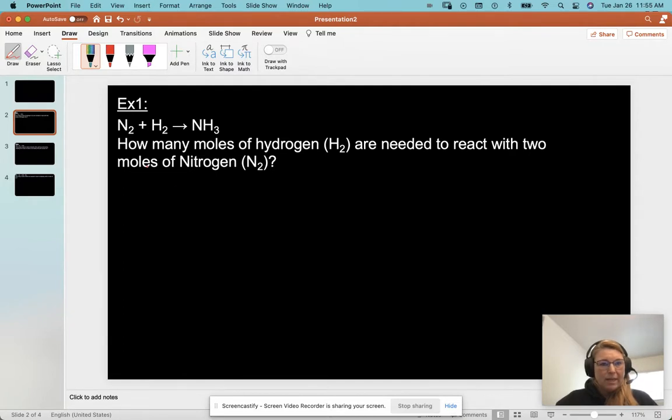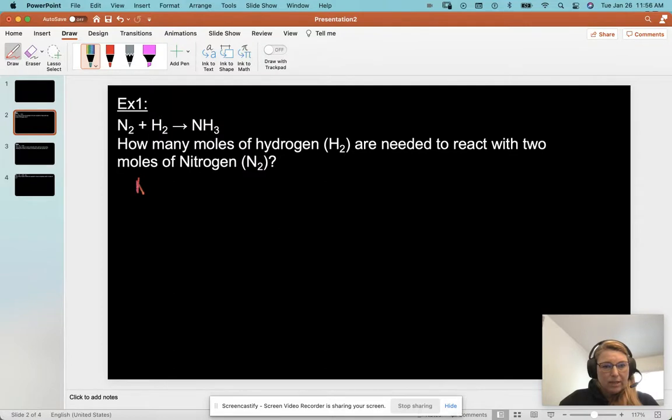So in any case, this is our first example, and we are going to first balance this equation of N2 plus H2 makes NH3. And then we're going to figure out how many moles of hydrogen are needed to react with 2 moles of nitrogen. So the first step in any mole ratio problem is that we need a balanced equation. The balanced equation is important because the coefficients from that equation are going to be the numbers in our conversion. So let's go ahead and balance this guy.